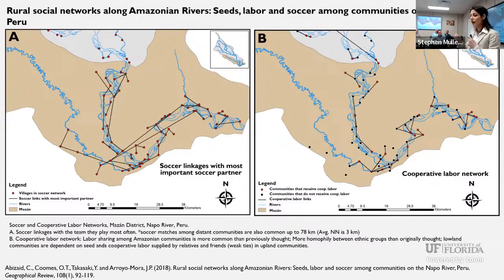So on average, the soccer linkages are only about 3 kilometers apart, but the highest soccer linkages, there's a number of them that are above 40 kilometers, and there's one that's up to 79 kilometers. So they will travel to play soccer.